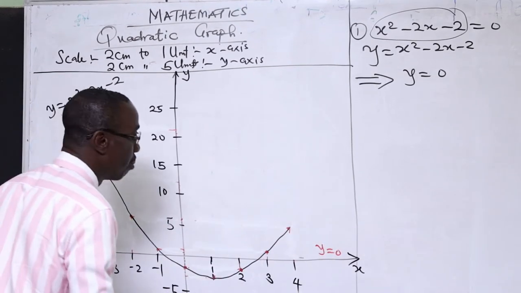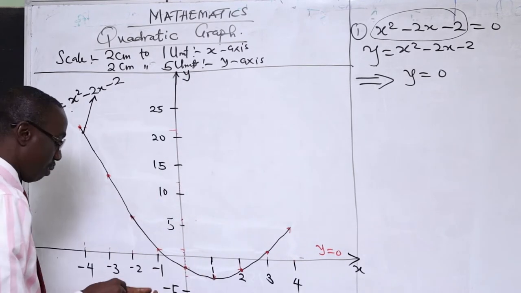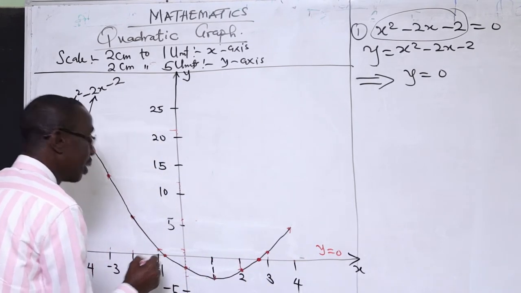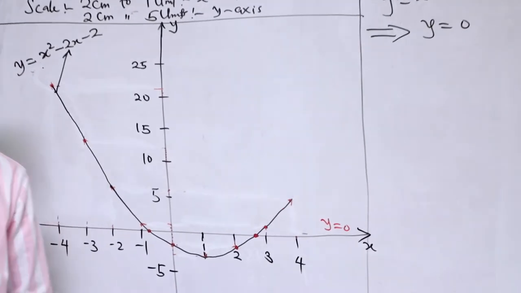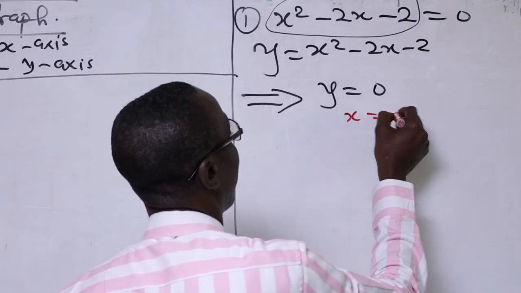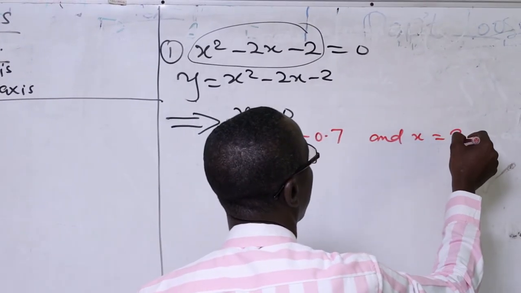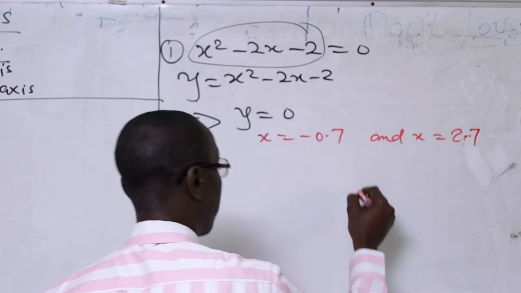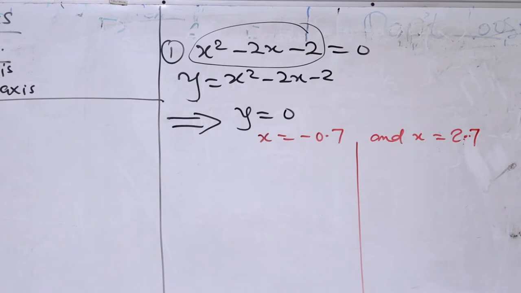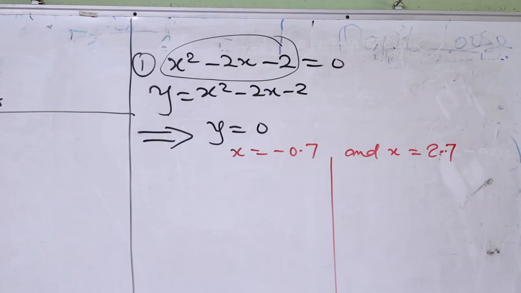The solution here comes as the intersection between the line of y is equal to 0 and the curve. Where are they intersecting? It's intersecting here, 1 and 2. Can somebody help us and read those values out? So we are saying your answer is x is equal to minus 0.7 and x is equal to 2.7. Okay? That's the solution to the first question. The next question.